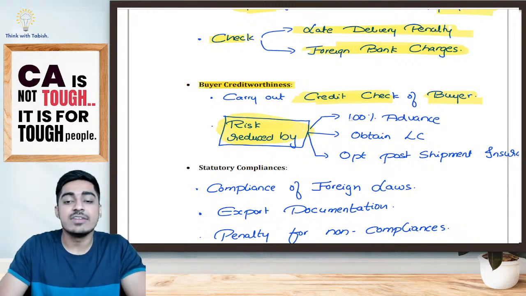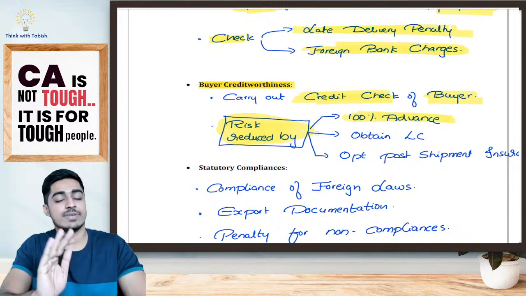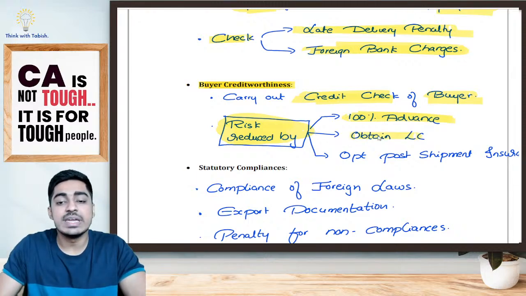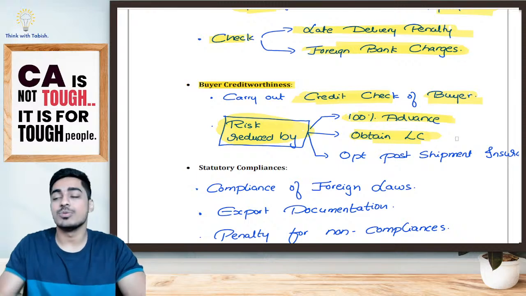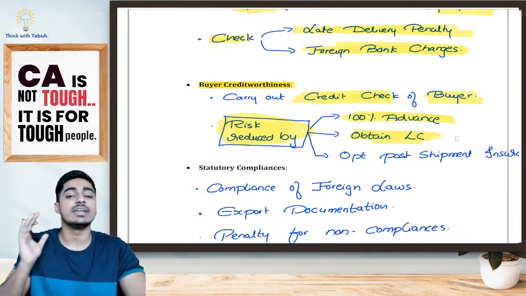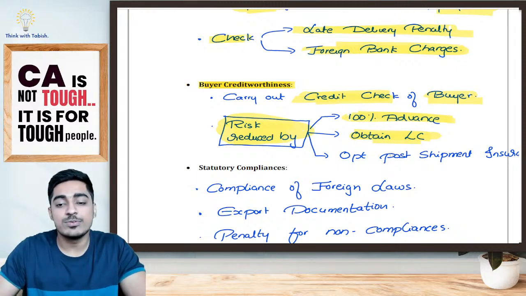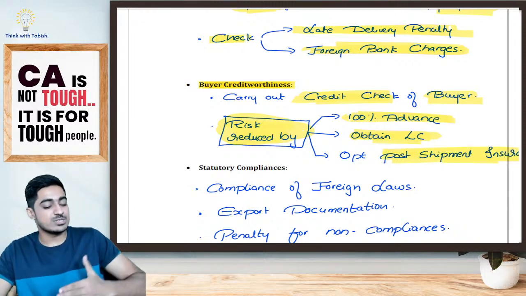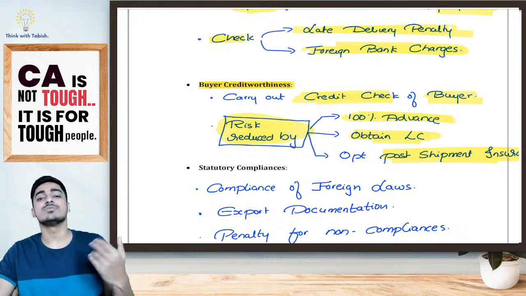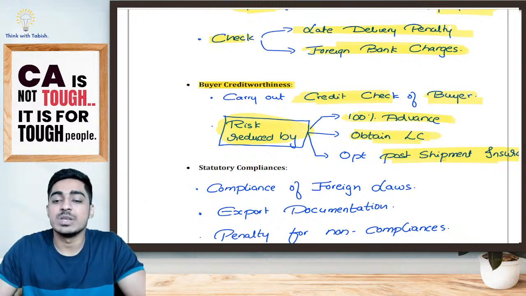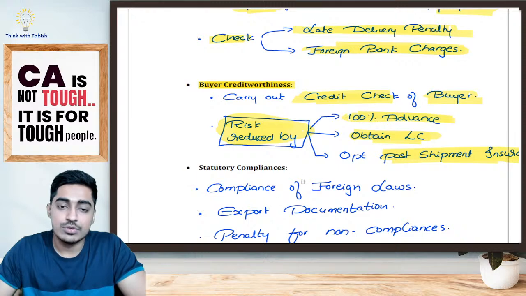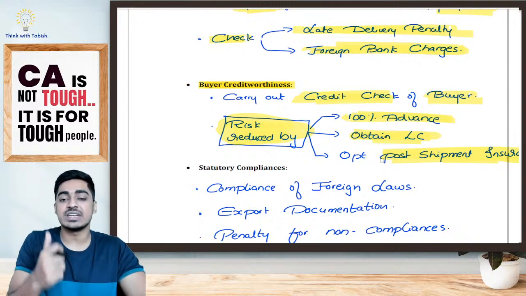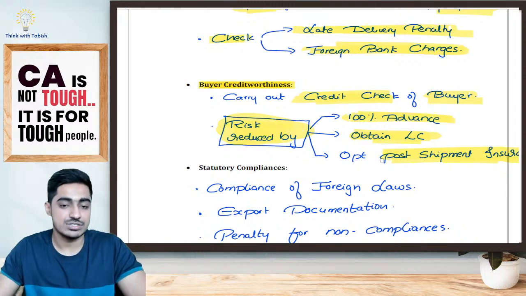Three ways. Either we tell them, give 100% advance. Yes, we'll give it at a small price, but give me the entire amount in advance. One way. Or else obtain a letter of credit from that party, so that you have a surety that you will be getting the amount. Or third, opt for post shipment insurance. There is something called post shipment insurance for export. Once we have shipped the goods, if you don't get the money, we'll be recovering it from the insurance company. So we need to see the creditworthiness of the buyer, and how do we reduce this risk? Either 100% advance, letter of credit, or post shipment insurance.